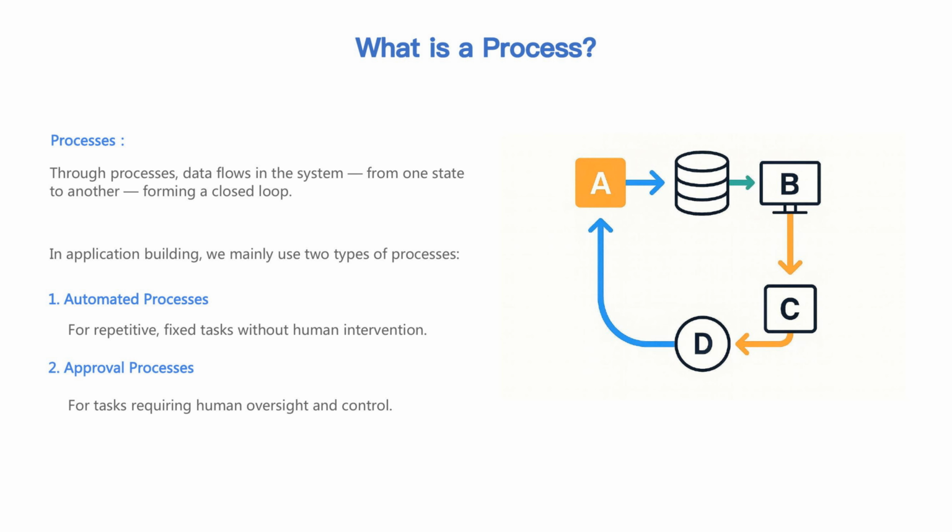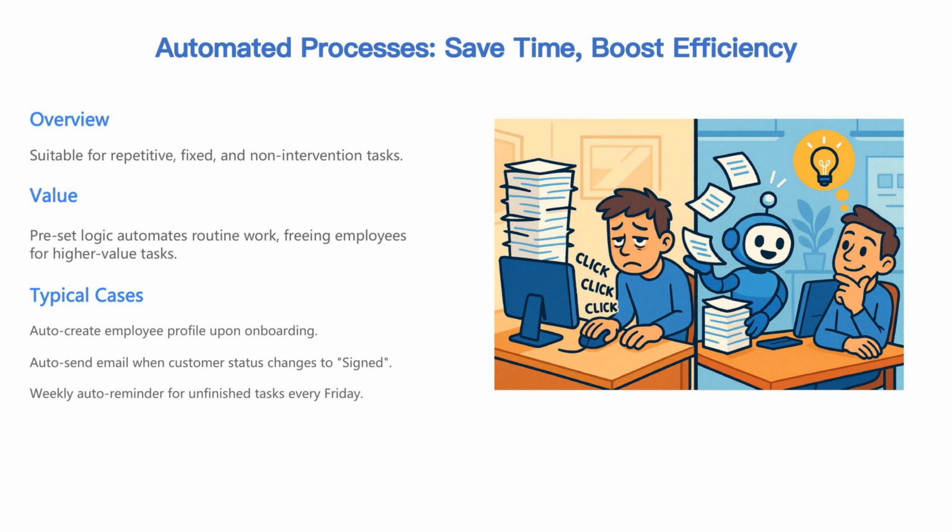We can broadly categorize processes within the application into two types: automated processes and approval processes. First, let's examine automated processes. Automated processes are primarily applied to tasks that are highly repetitive, have fixed rules, and do not require human intervention.